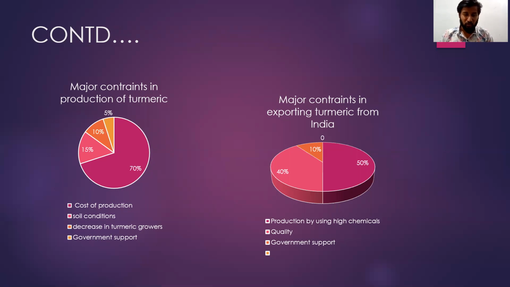When I asked about the major constraints in exporting turmeric from India to other countries, 50% of my respondents said that production using high amounts of chemicals is the major constraint. Around 40% said quality is the major constraint, and around 10% said government support is the major concern in exporting turmeric from India.